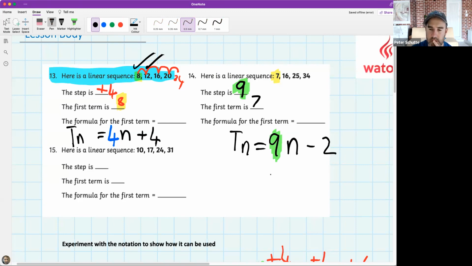Say, how do you get this step? Say that again. How do you get the step? How do you get the step?